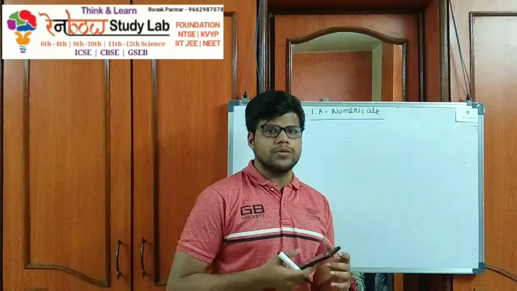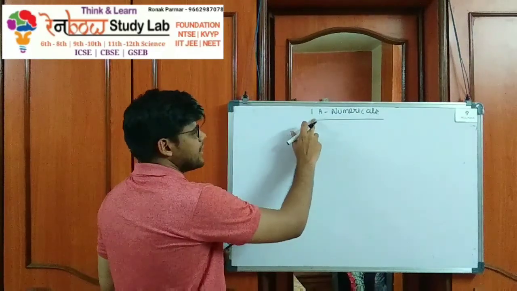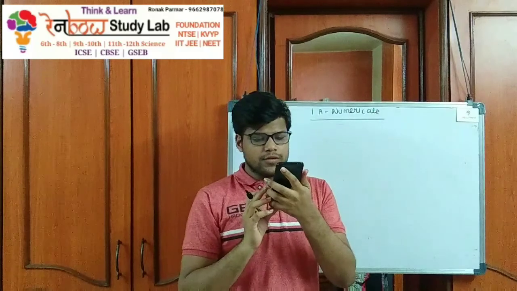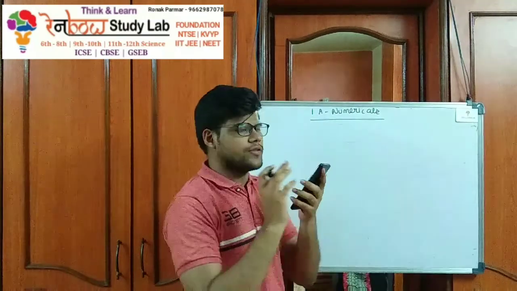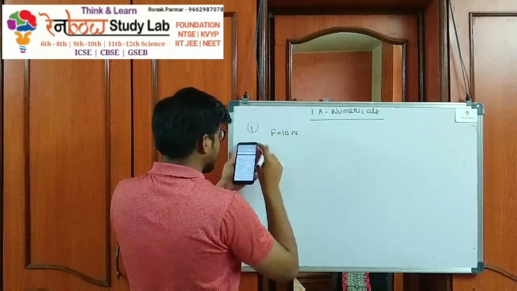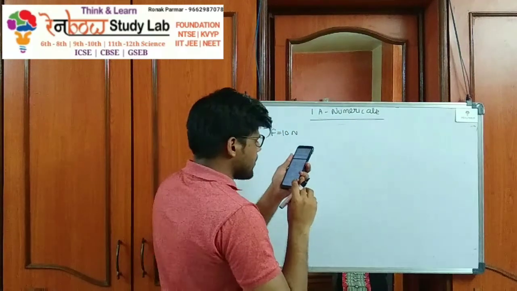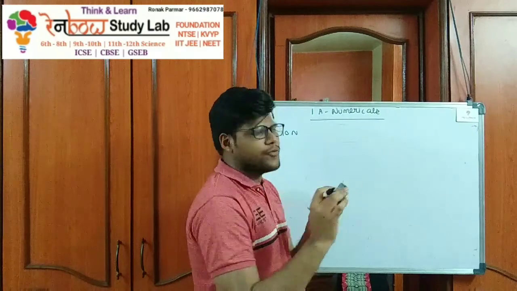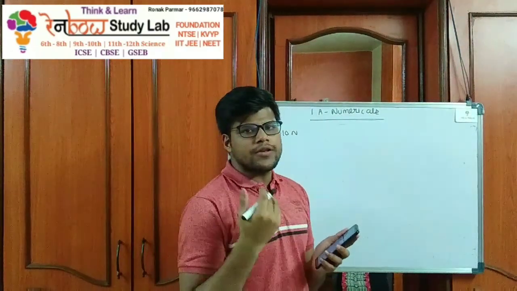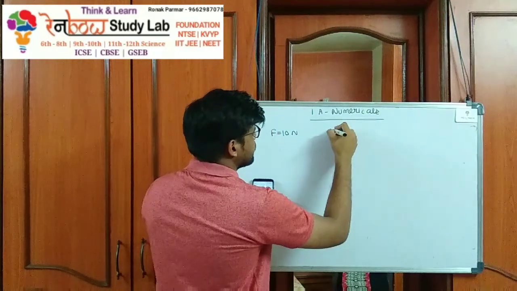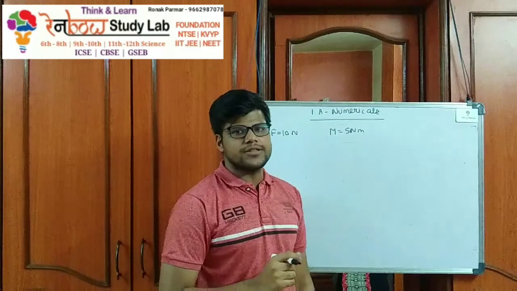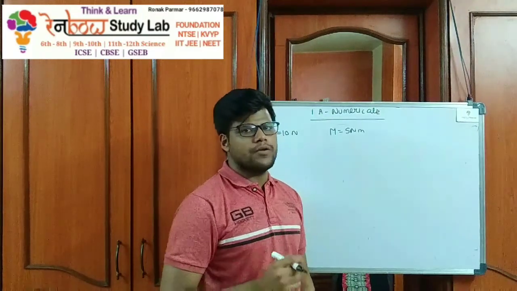Okay, we'll start with question number 1. So 1A numericals, question number 1. The moment of force of 10 Newton. So the force is 10 Newton about a fixed point O is 5 Newton meter. So when you are applying a force of 10 Newton, it is creating a moment of 5 Newton meter. You need to calculate the distance at which force is applied from the pivot point.